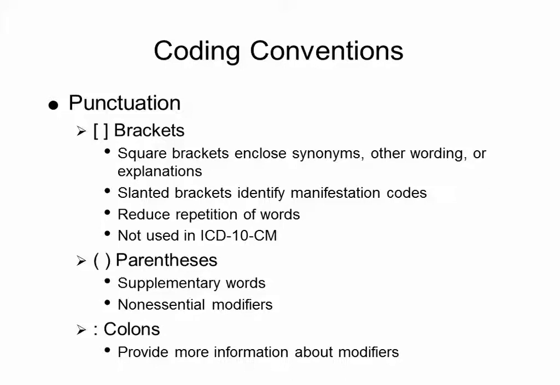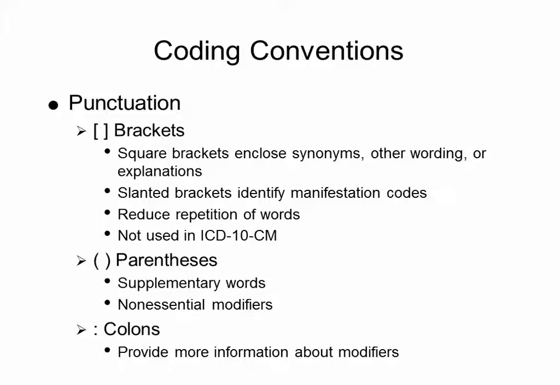Then there are slanted brackets, which are these, but they're slanted this way. They will identify manifestation codes in your index. So in the alphabetic index, those will represent manifestation codes. They help to reduce repetition of words. And the one thing you do need to know, even though we're not covering ICD-10, you're not going to see brackets in ICD-10. So this is just something that's simply for ICD-9.